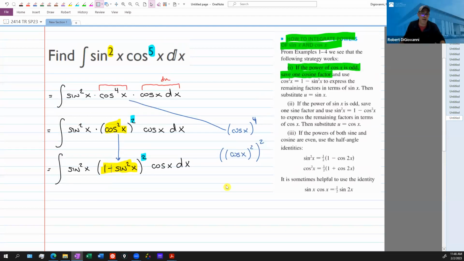Okay. At this point, we're ready for a u substitution, because I see something and its derivative. The thing I see is sine x. The derivative of that is cosine x dx. I have cosine x dx right there, right? And everywhere that I see a sine, I can replace it with a u.